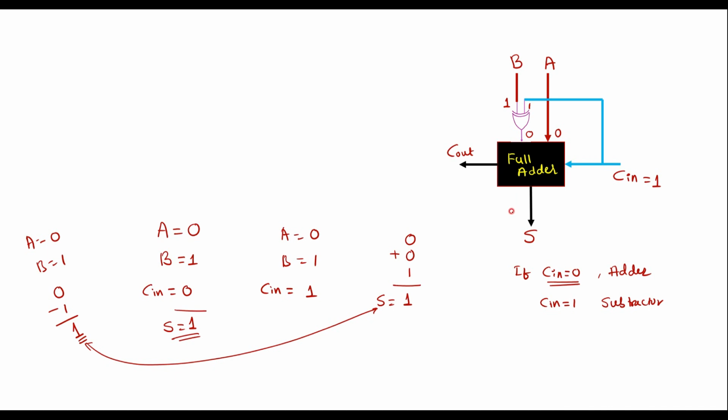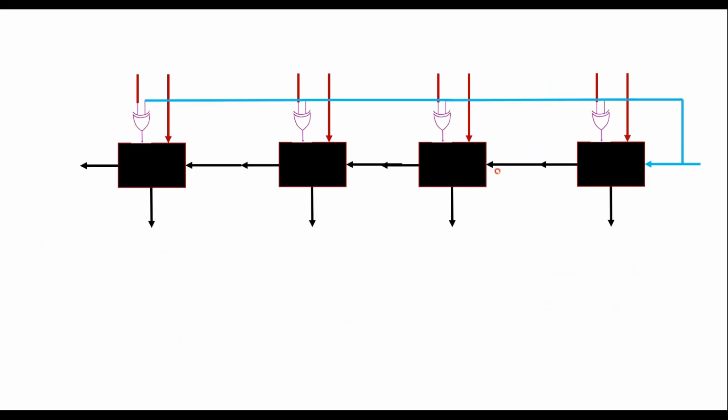So now let me connect 4 same kind of blocks. All blocks I will connect in series or cascaded form. So now this is the 4-bit adder or subtractor. So let me call this as full adder 0. I will call this as full adder 1. This is full adder 2, and this is full adder 3.